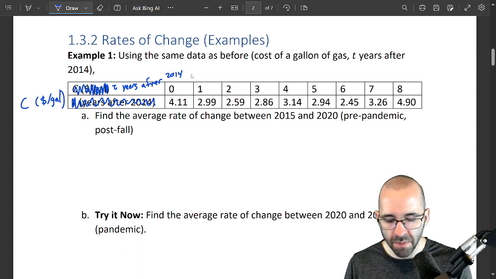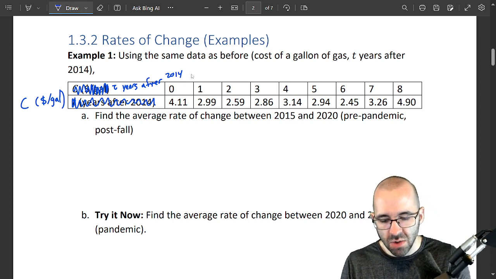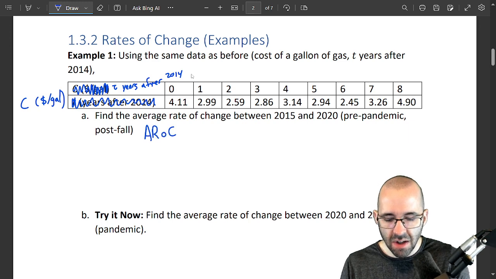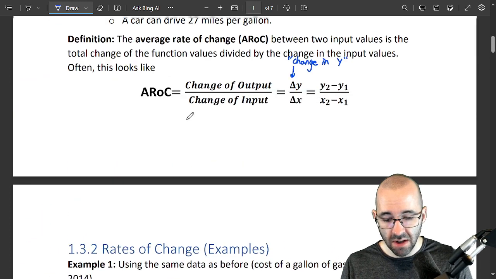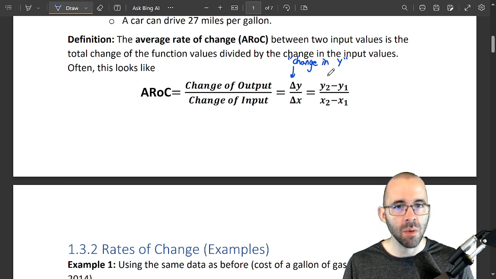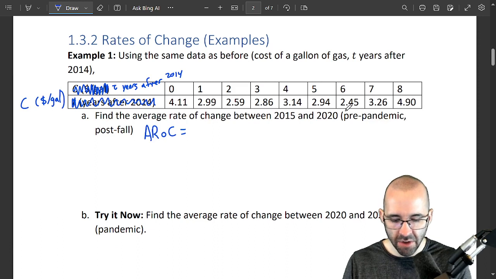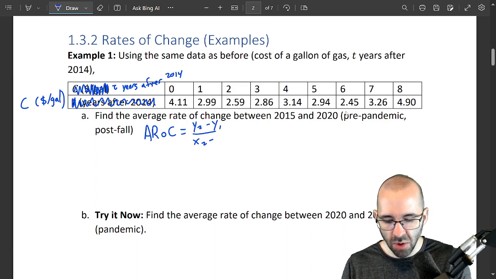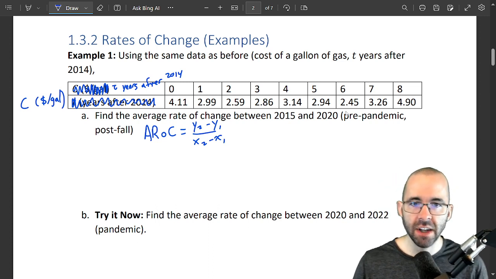and pre-pandemic, that's 2020. So the average rate of change, we have the formula from before, and we can use any of these versions of it, right? We can write any pair here. They're all equal, so any pair will work. We can look at the change in y over change in x, or we could use y2 minus y1. Any of those formulations will get you to the same place. Let's use this formulation for average rate of change.